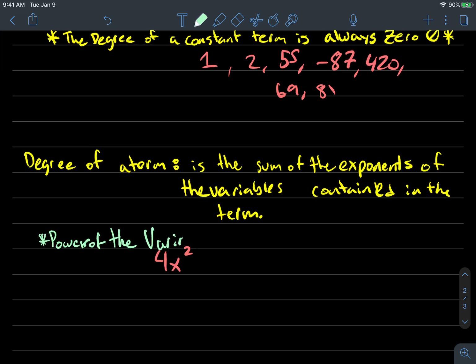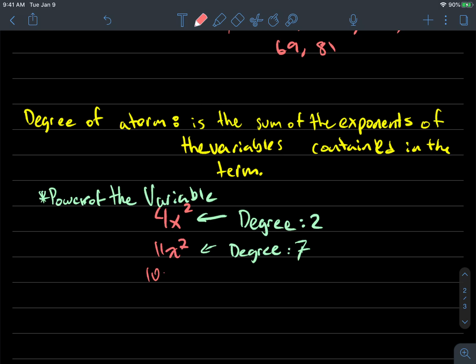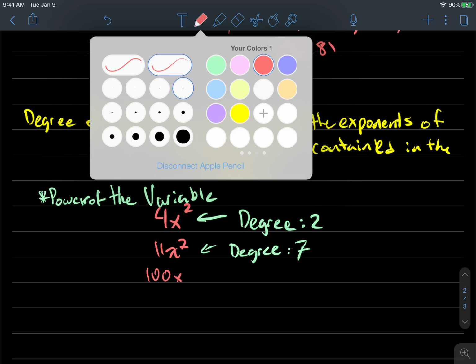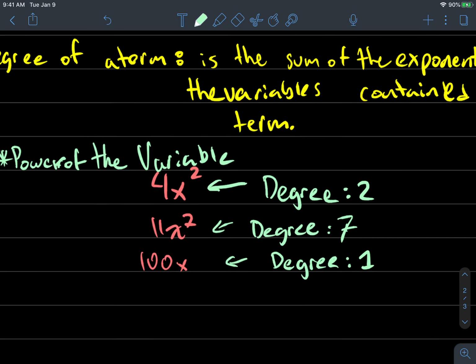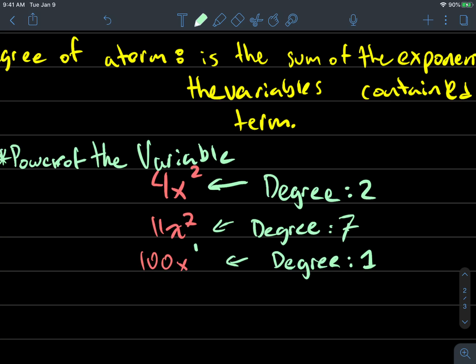Power of the variable. In this case, the degree is 2. If we had 11x to the 7, the degree is 7. If you had 100x, the degree of this is 1, because if you don't see a number in front of x, there's always an invisible 1.